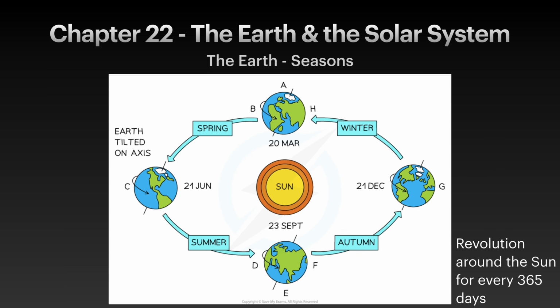Next up, we have the seasons. We know that the Earth revolves around the Sun, completing one orbit every 365 days, or simply 1 year. But the reason for the seasons is not the distance from the Sun. Instead, it is the tilt of the Earth's axis, about 23.5 degrees. When the northern hemisphere tilts towards the Sun, it receives more direct sunlight, leading to summer. When it tilts away, it receives weaker sunlight, giving winter. The southern hemisphere experiences the opposite pattern at the same time. So the key fact here is Earth's axial tilt creates the seasons.